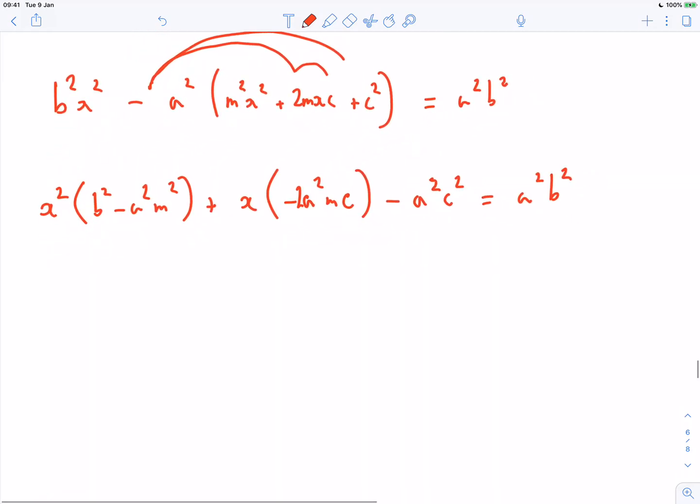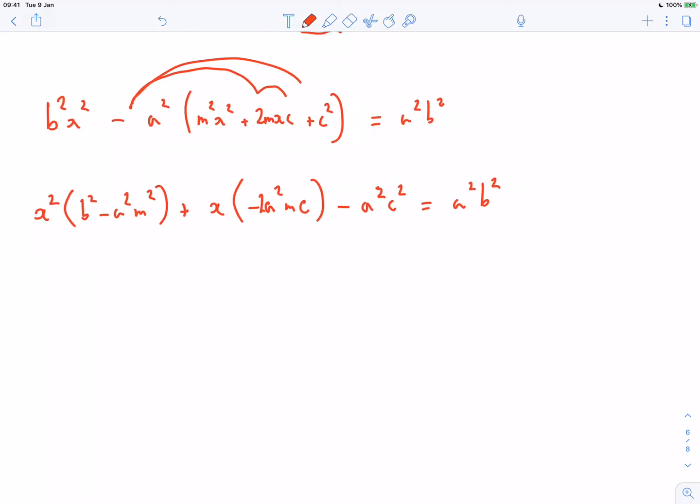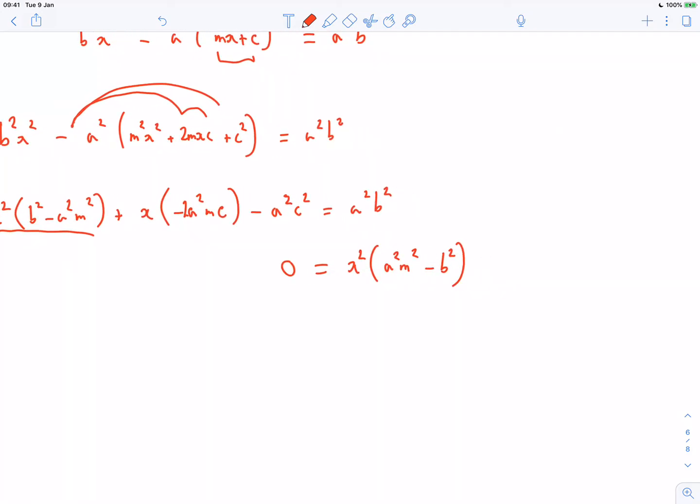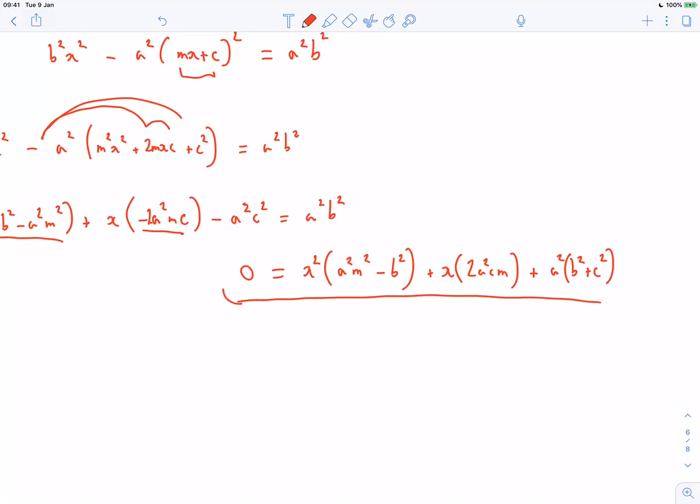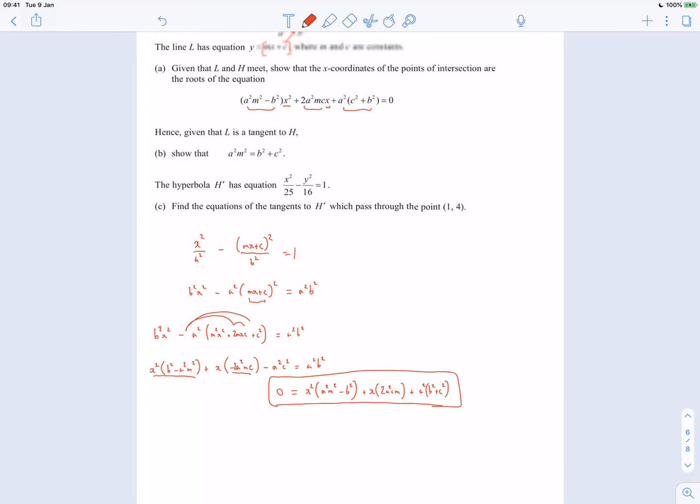Well, if I bring everything over to the other side, to set this equal to 0, then the x squared terms get multiplied by minus 1, so I've got x squared lots of a squared m squared minus b squared. I've actually got the positive of this thing, so plus x lots of 2a squared cm, and then I've got plus a squared lots of b squared plus c squared. So unless I've made a horrendous mistake, I think that's it.